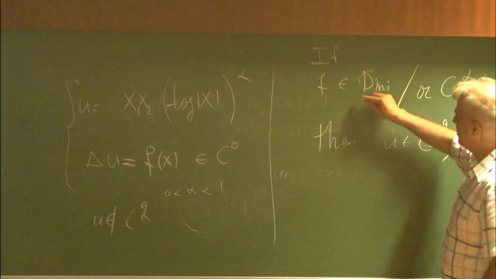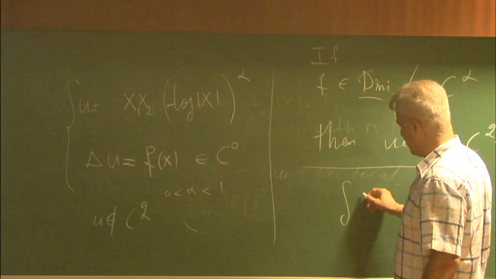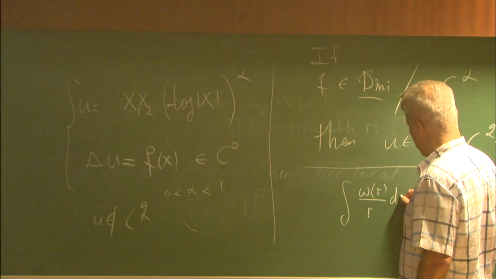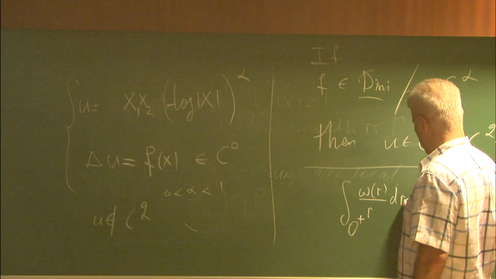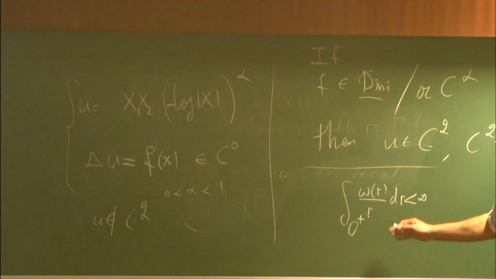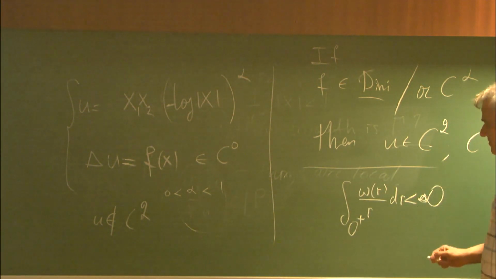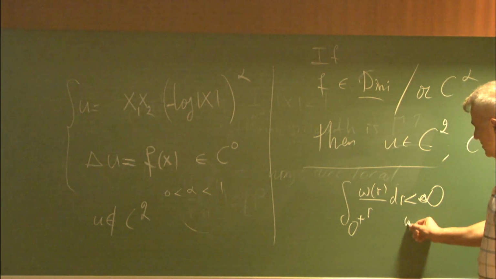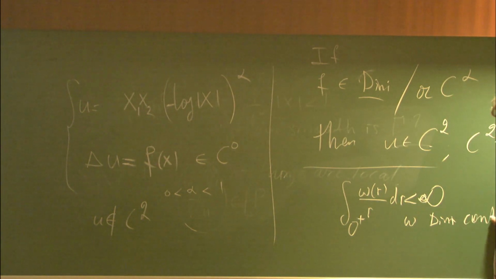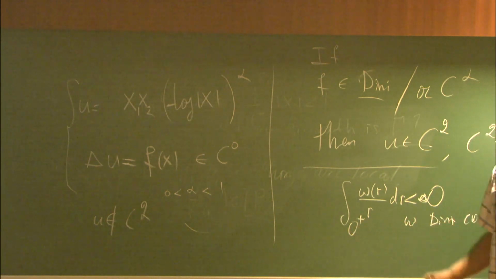So the Dini condition is something like this: the function is Dini if this limit over 0 plus is bounded. It means that this goes to 0 fast enough to make this integral exist, and it's called Dini. So omega is Dini continuous, a big modulus of continuity. If the right-hand side is Dini, then you're going to get C2.